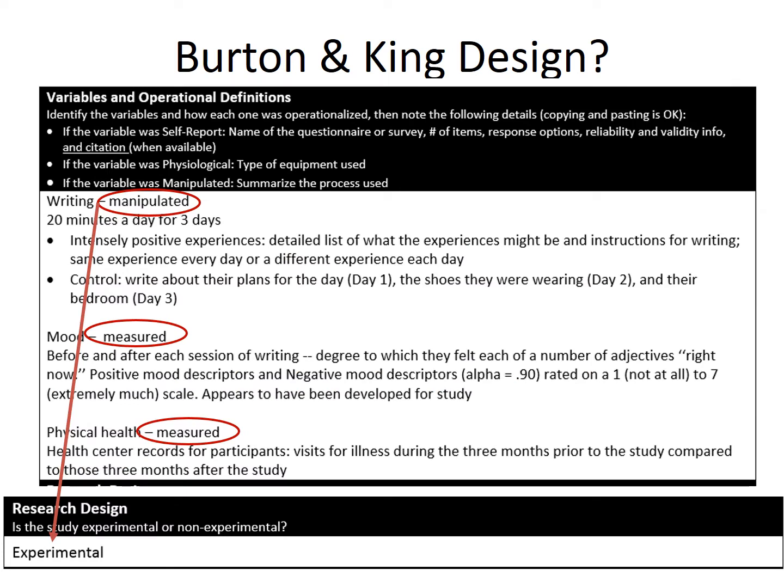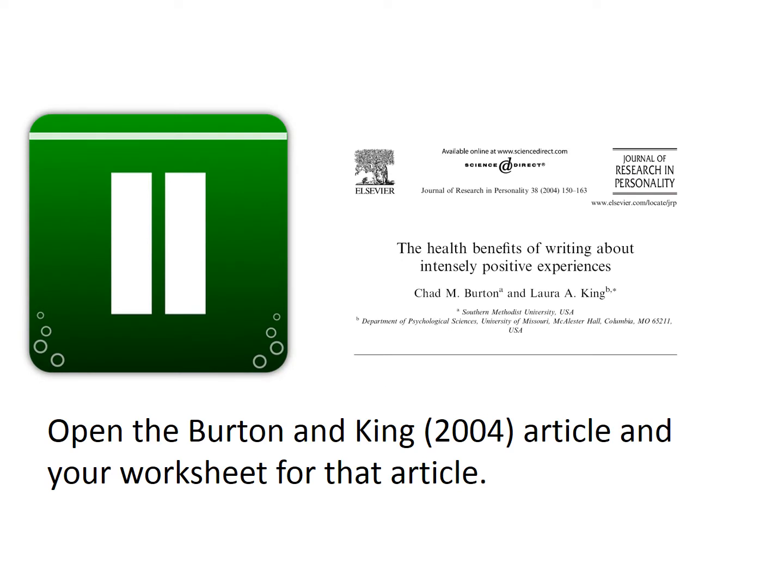Given that, your notes about the variables in a study probably include all of the information you need to determine the design. When we look at our notes for the Burton and King article, we can quickly see that they manipulated the writing variable, so it's an experimental design. If you haven't already done so, please pause this recording to open your files for the Burton and King article and make a note about the design.